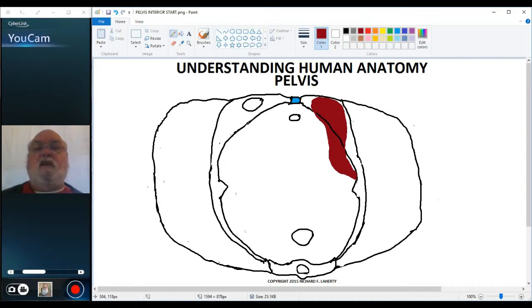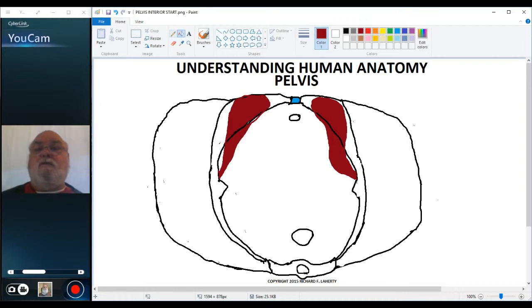And then I'll draw it in on the other side, taking origin from around the obturator foramen and from the obturator membrane that covers most of the foramen. So there are the two obturator internus muscles.